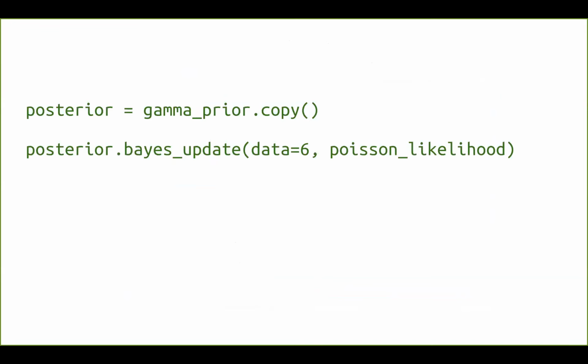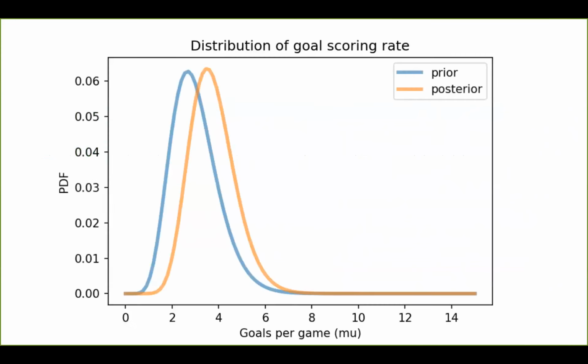Now, I can use that function to do the Bayesian update. I'm going to take my prior, make a copy before I modify it, and then run the Bayes update function. For this example, let's pretend that we've seen a game and one of the teams scores 6 goals against the other one. So I'm going to take that observed data plus the likelihood function that we were just looking at and do the Bayesian update. Here's what the results look like.